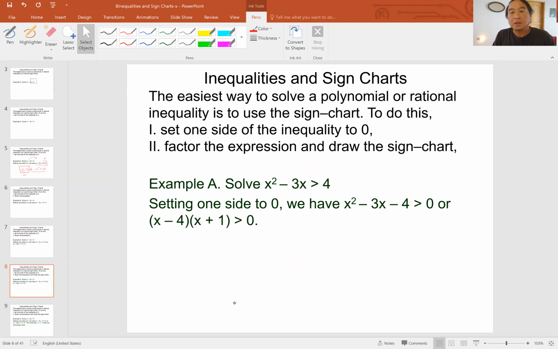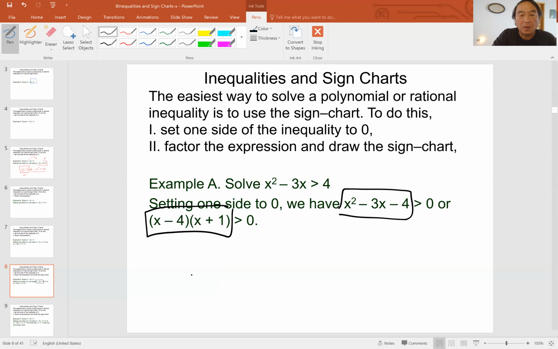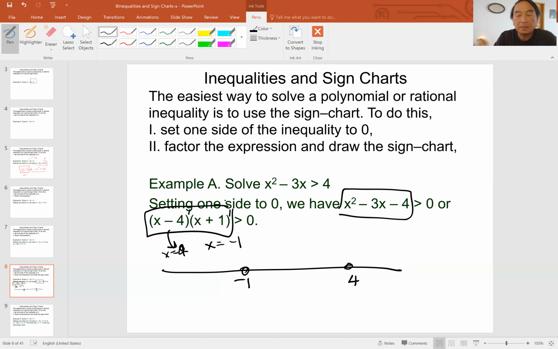First, we're going to draw the sign chart of this formula. So we factor it, and remember how we do a sign chart. We find out when it's 0. Okay, so with x equal to 4, we get 0, and x equal to minus 1, and we mark those numbers down on the line. And both have odd power 1.